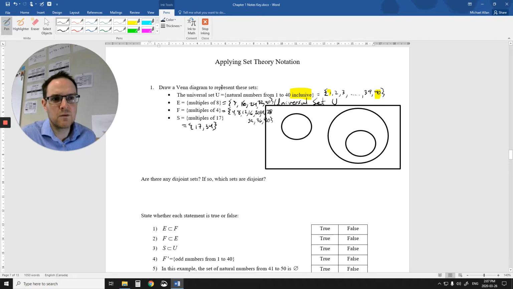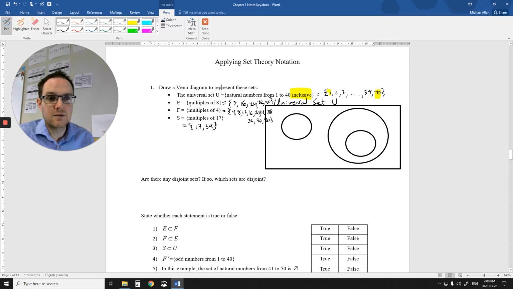Okay, so now once we know what these sets look like, I want to figure out how they fit in this diagram that we have here. Are any of these sets disjointed? So remember, are there any sets that don't have any overlap? Are there sets that are completely within others, so are they subsets of others? All of these sets, E, F, and S, they're all subsets of the universal set. They all belong within that set. You can see that they're totally encapsulated. All of the numbers that we have here are inside the universal set.